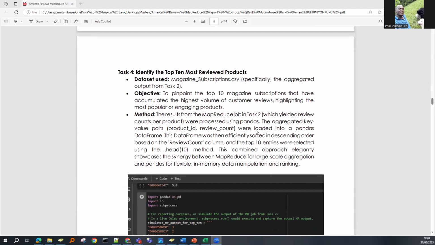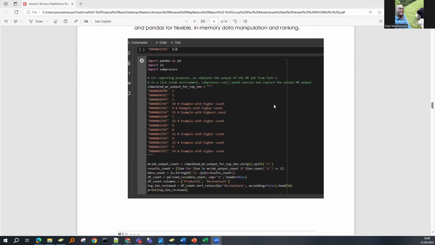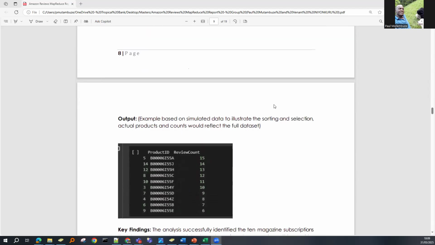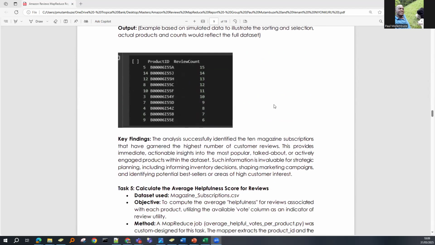And of course, we aggregated the key pairs, product ID and review count, which were loaded into the pandas data frame. The data frame was then sorted in descending order, and based on that, we were able to get the top 10, as you can see here. The key finding was that we were able to identify the top 10 magazine subscriptions that have the highest number of customer reviews.